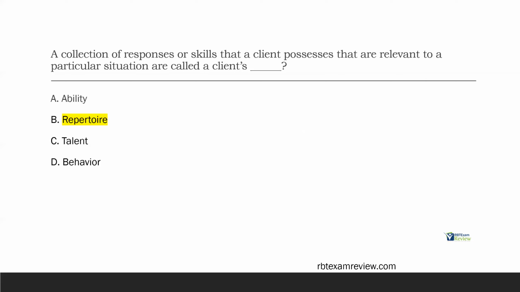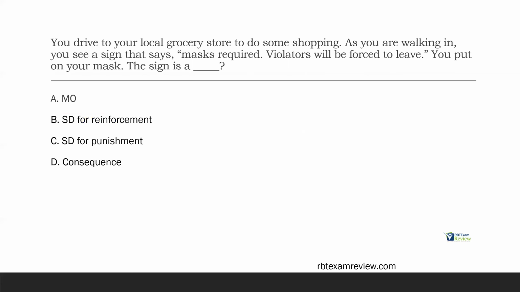If you never heard that word, it's okay. Don't panic. It's a very easy concept. It's just a set or collection of something a client possesses. Super easy. Don't get nervous about this word. When you see this question, you'll know the answer, I guarantee you.